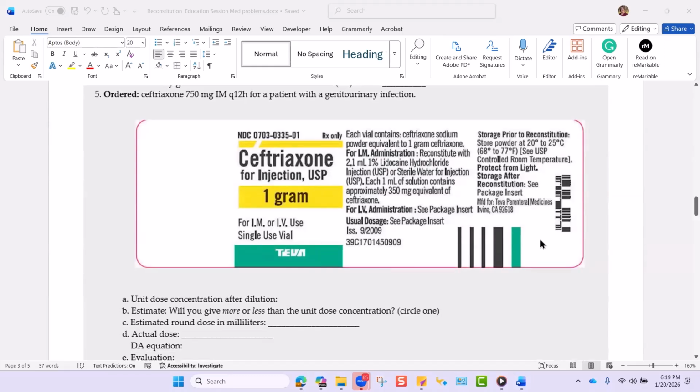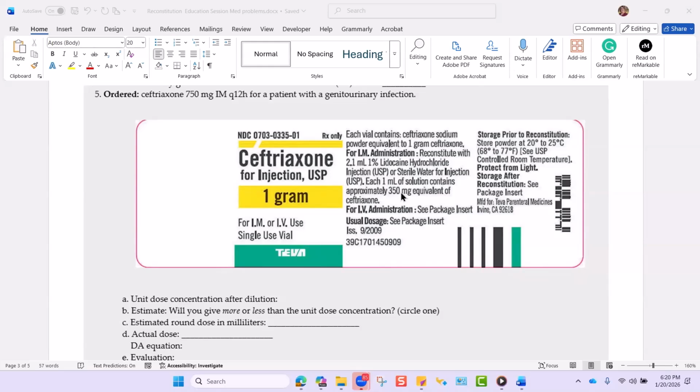Let's read this label. All right, so our order is ceftriaxone 750 milligrams IM every 12 hours for a patient with genitourinary infection. All right, my bottle says ceftriaxone for injection 1 gram. All right, let's read our instructions. Each vial contains ceftriaxone powder to 1 gram. Reconstitute with 2.1 mLs of lidocaine or sterile water. Each mL will then have 350 milligrams equivalent, okay?